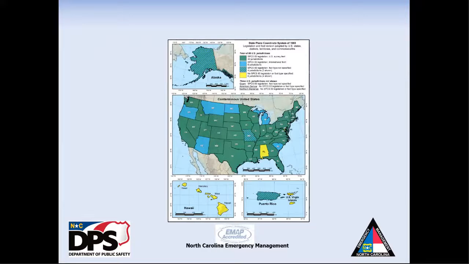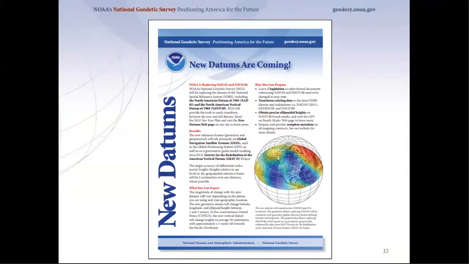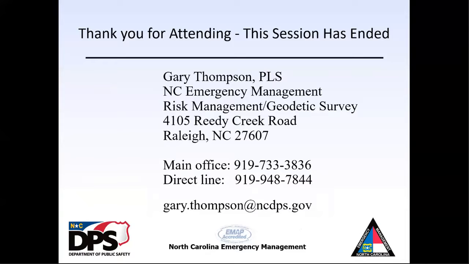You can see here the states in dark green use the U.S. survey foot, and the blue are the states that currently use the international foot. So you can see a majority of states use the U.S. survey foot, including North Carolina. If you want more information about the datum change, you can go to the National Geodetic Survey's webpage, and there will be more information about timelines and when this will occur. With that, I'll conclude my session. I'll turn it back over to Dave for any questions.